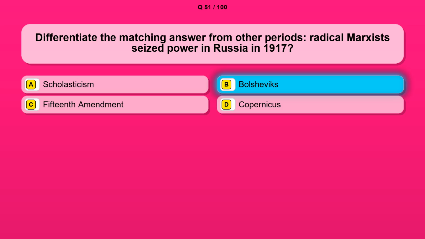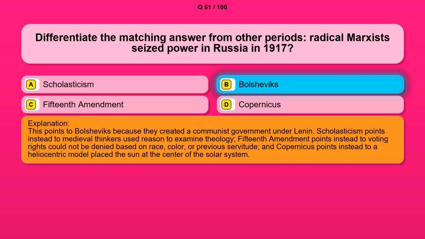The correct answer is option B, Bolsheviks. This points to Bolsheviks because they created a communist government under Lenin. Scholasticism points instead to medieval thinkers used reason to examine theology. 15th Amendment points instead to voting rights could not be denied based on race, color, or previous servitude, and Copernicus points instead to a heliocentric model placed the sun at the center of the solar system.